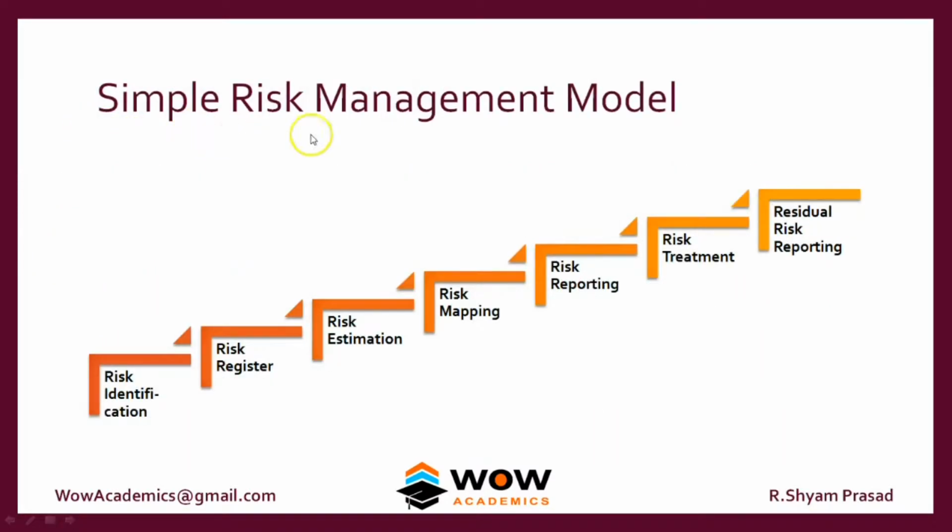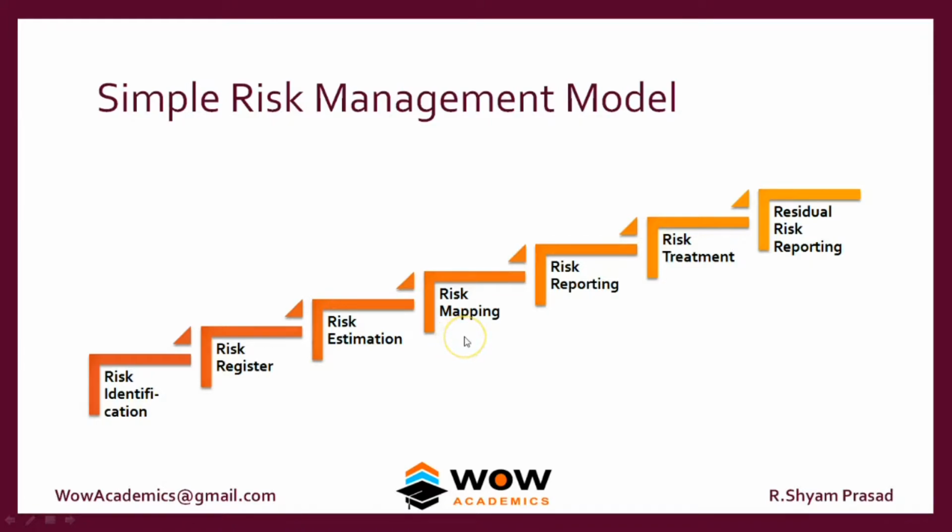This is a simple risk management model. First, companies have to identify where the risks are in the company. Then, once they have found out where the risks are, they have to note them down in a risk register, where all the risks of the company are noted in one single place. Once it has been noted, we move on to estimation. We have to find out how risky that risk is. Then we try to map it in a 2 by 2 matrix, which helps us divide risks into 4 types.